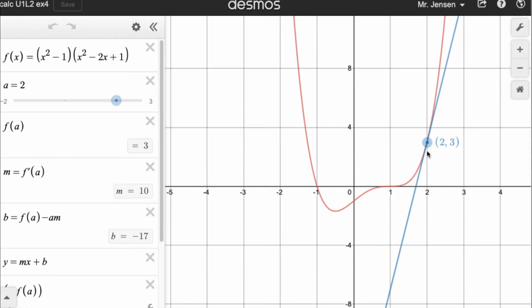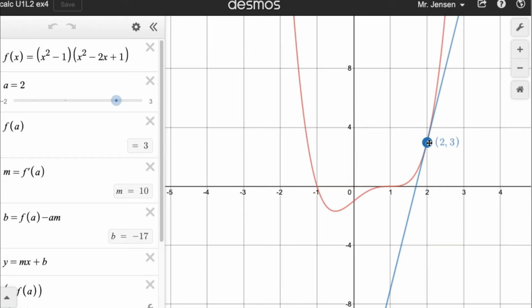We want the equation of that blue line, the tangent line which just touches the original function at an x value of 2. So they share this point right here. We know tangent lines touch the function at one point, and we're interested in the tangent line at an x value of 2. So we know the tangent line and the original function share a point at an x value of 2.